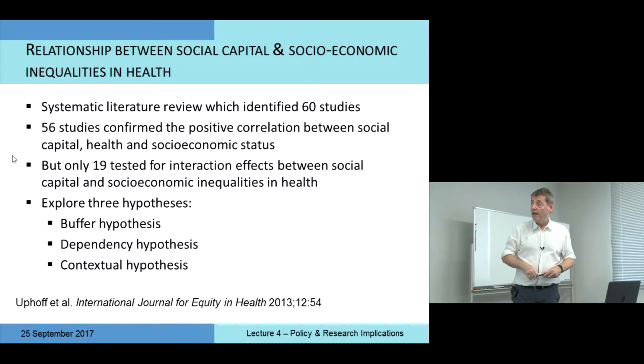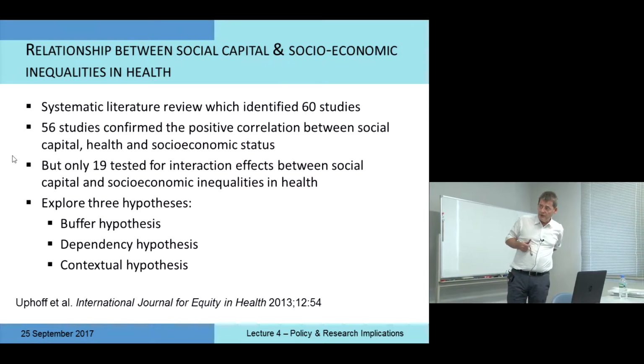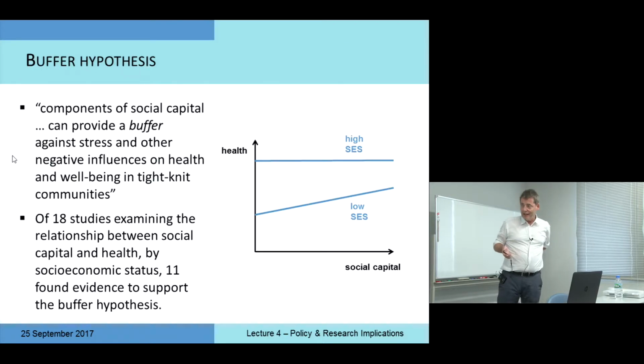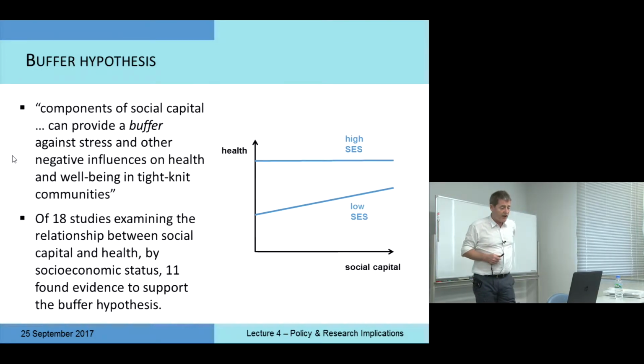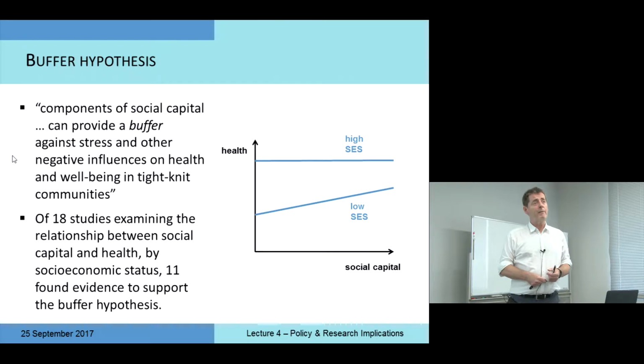And they structure their discussion of these 19 papers with respect to 3 different hypotheses. A buffer hypothesis, I'll explain them each in turn, dependency hypothesis, and a contextual hypothesis. So let's start with the buffer hypothesis. To quote from them, components of social capital can provide a buffer.